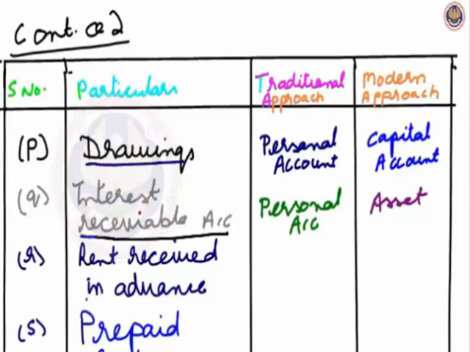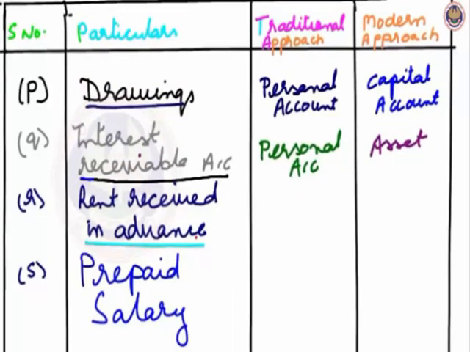Rent received in advance, R point. If we take rent received in advance, it is a liability for the business. We know all the liabilities are simply personal accounts. So as per the traditional approach, rent received in advance is a personal account. To be very precise, it is a personal account of representative nature. As per the modern approach, it is a liability. So we will take it into the liability account.